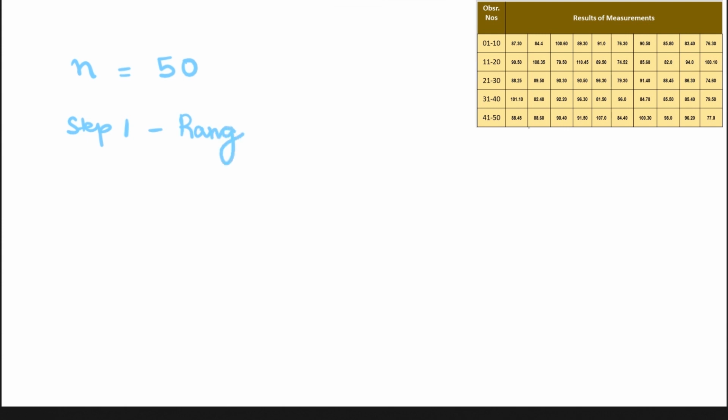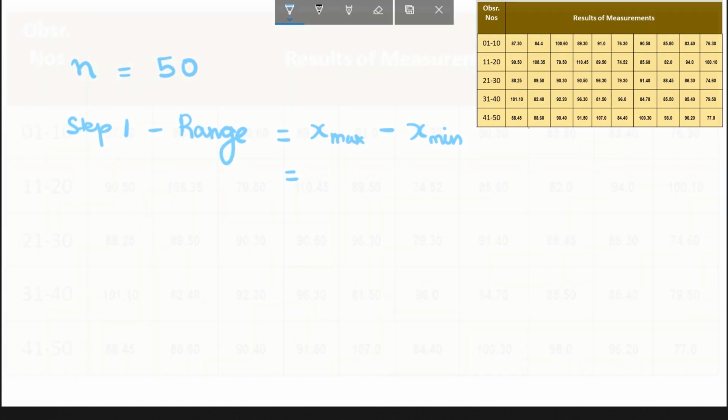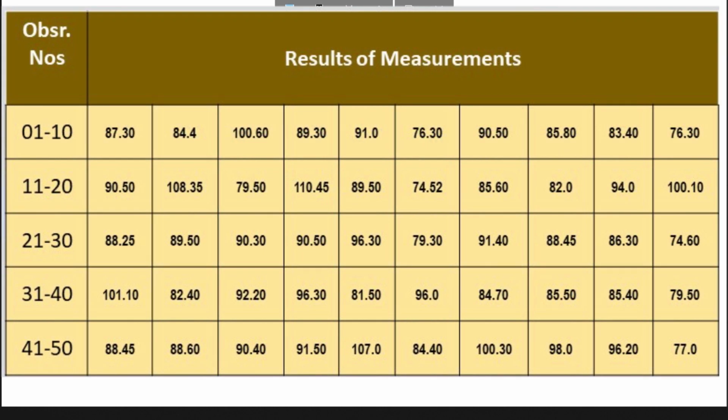Finding out the range. Range is equal to x min, x max difference. That means x max minus x min, the difference between x max and x min. Out of these 50 readings, we have to now find out the x max. X max from the lot is?